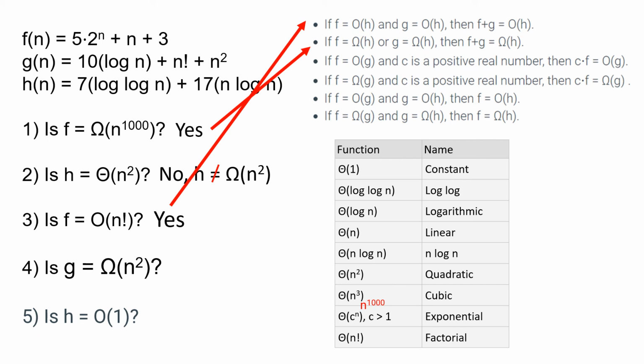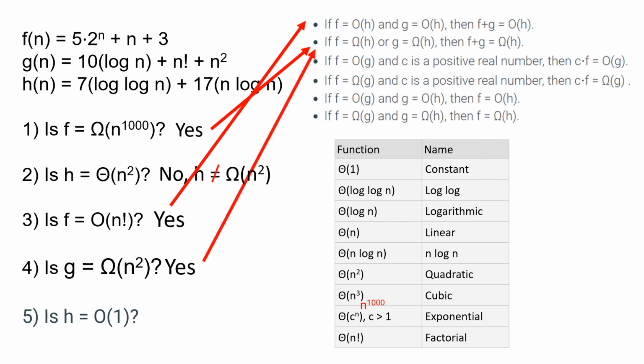So anyway, we take a look here, and in this case, all three of those terms are O of n factorial, because n factorial grows quicker than 5 times 2 to the n, n, and 3. So since it's true that each of those terms is O of n factorial, then by that first rule, it's true for the sum.